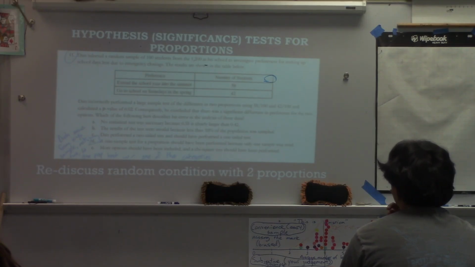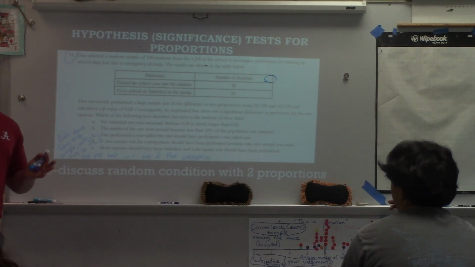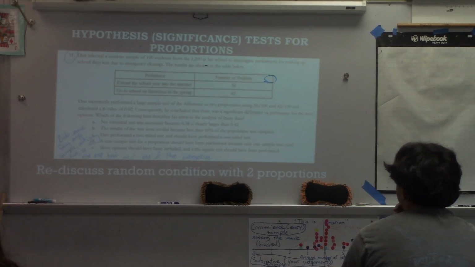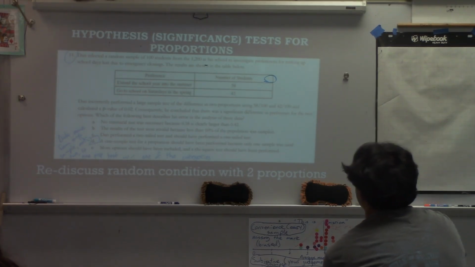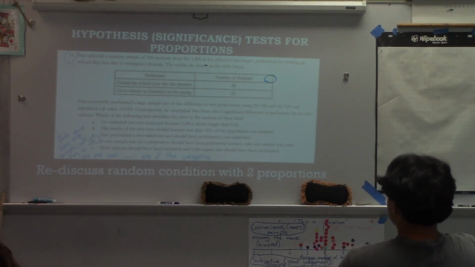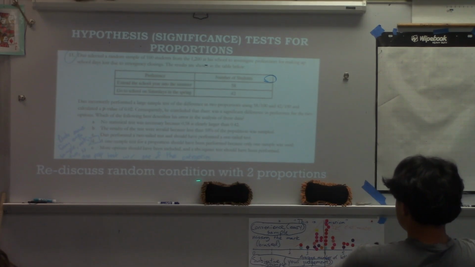How many samples did he have? He only had one sample. He took one sample and split it into two proportions, but that was only one sample in the first place. You cannot do an inference, a difference in proportions, unless it's two different populations. In fact, there's a detail right here that I made a note of myself.